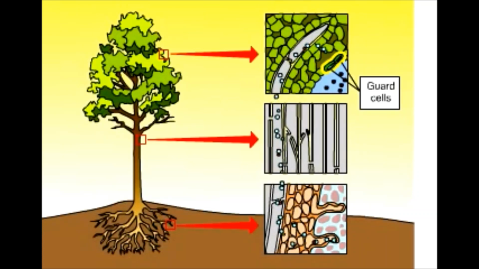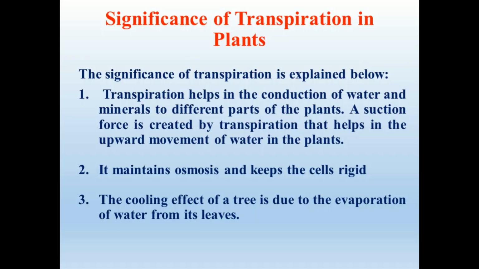This is a trade-off. Although closing the stomata reduces water loss, this also slows down photosynthesis and may cause the plant to overheat. Children, I hope the video helped you to clear your concepts of transpiration helping in the transport of water and minerals in plants.